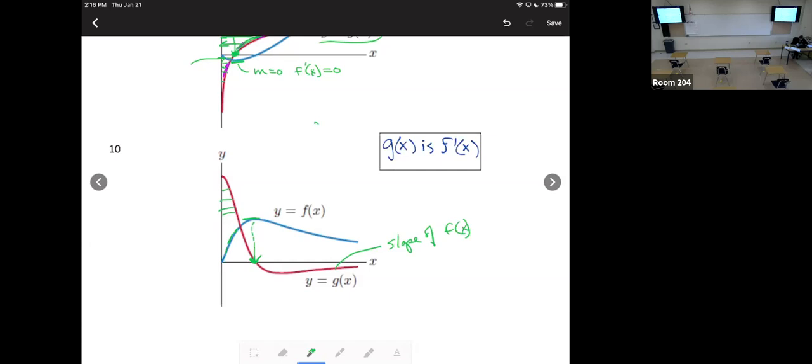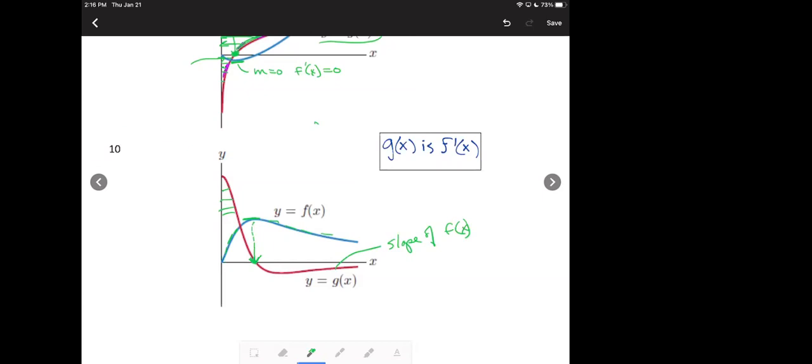And now it's going negative. Okay, it's going negative here, but at a gradual rate. So I'm still thinking that it matches very well. The red matches the slope of the blue. So once again, g of x is f prime of x. Okay, does that make sense, Jordan? Look at the slope. Okay, good.